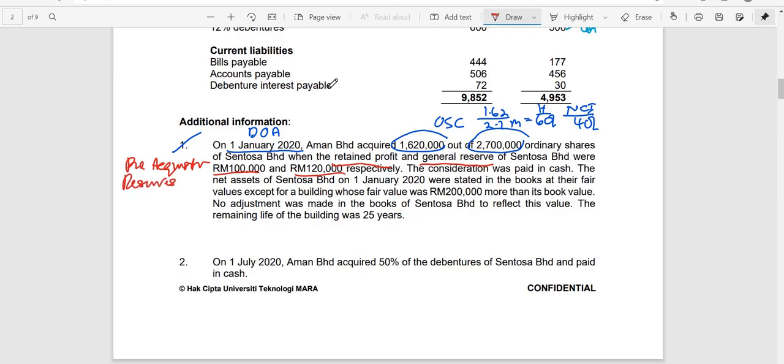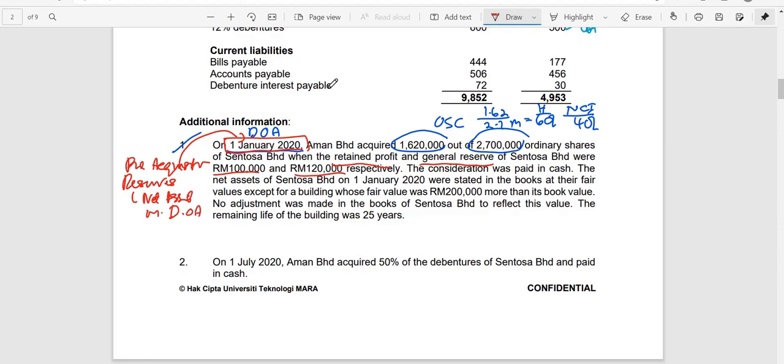Pre-acquisition reserve is the reserve existing on the date of acquisition. This is the date of acquisition. So you have to make sure to include that reserve in the net asset on the date of acquisition, so that it is included in the calculation of goodwill.